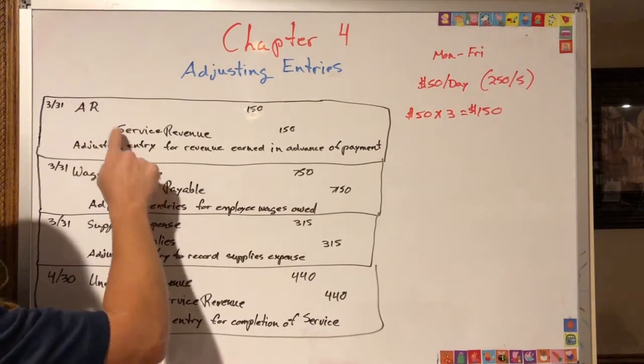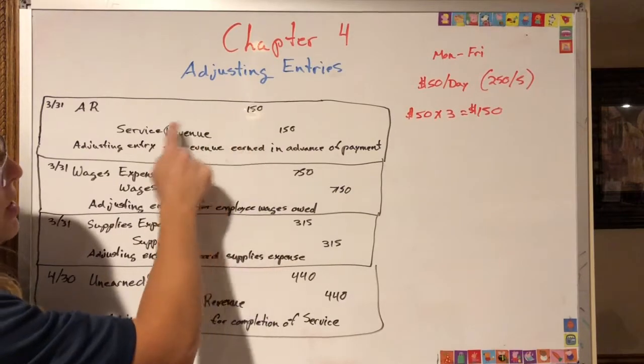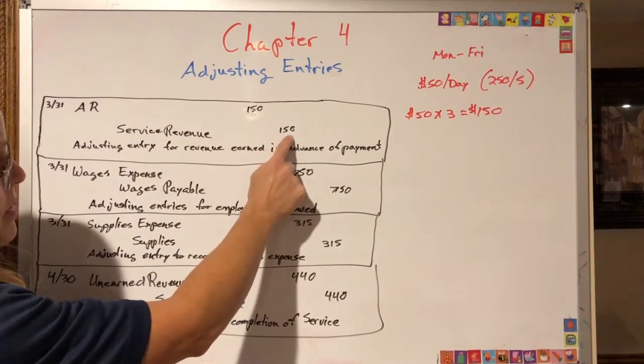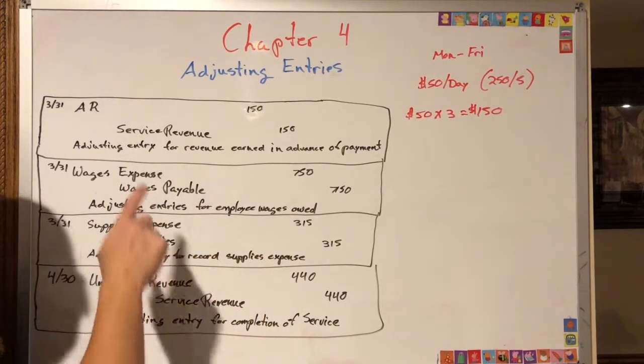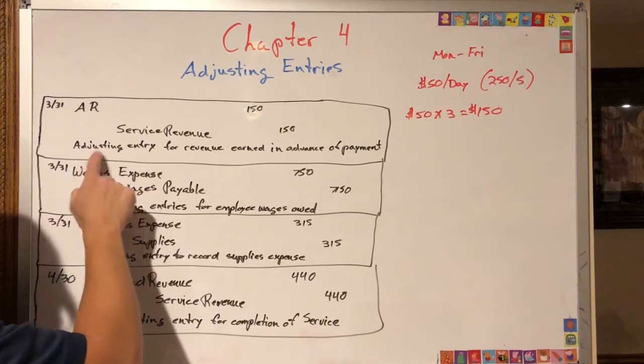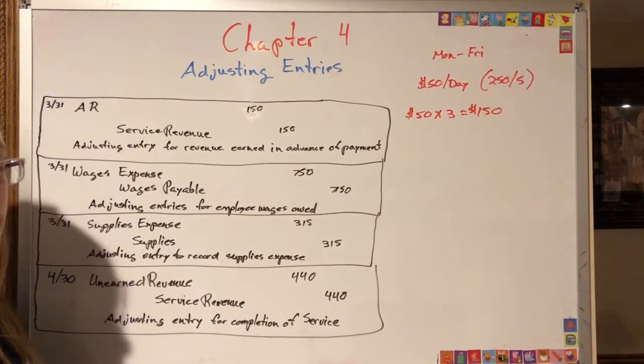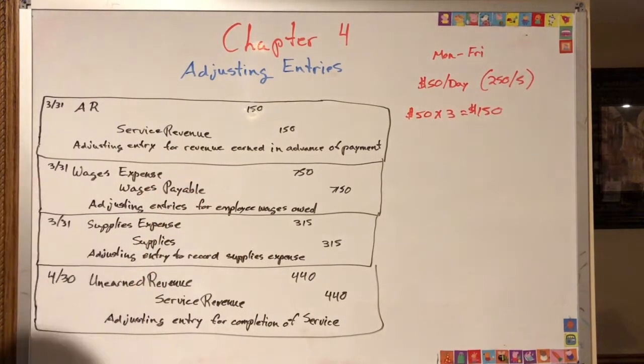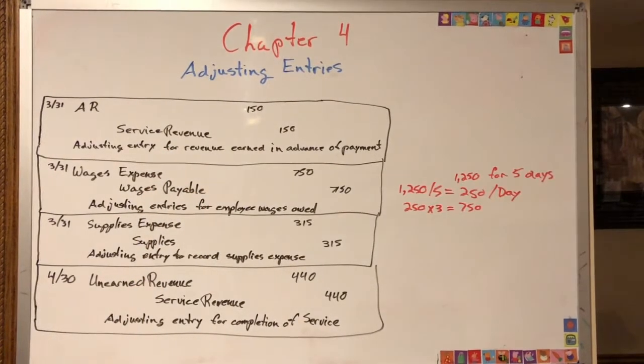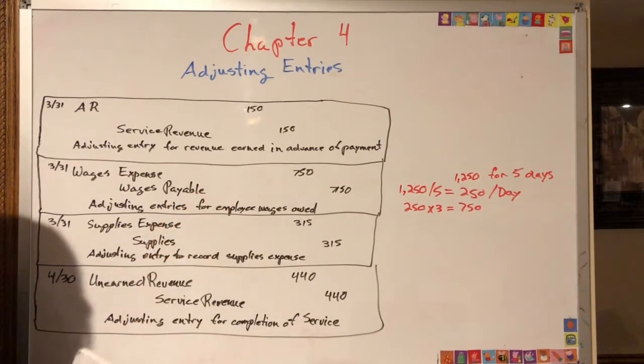So accounts receivable is our debit, service revenue is our credit, and then our explanation for this adjusting entry is adjusting entry for revenue earned in advance of payment. So that's our first entry. All right, the next entry.